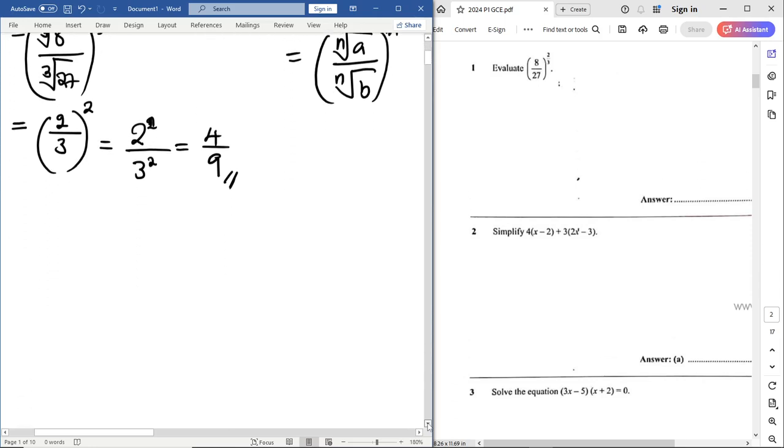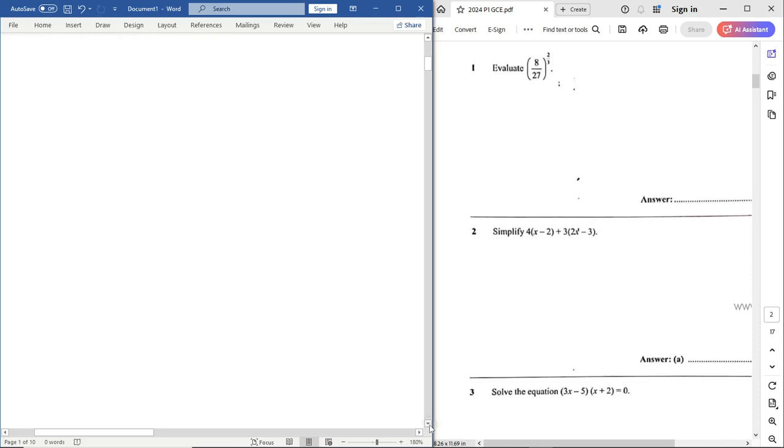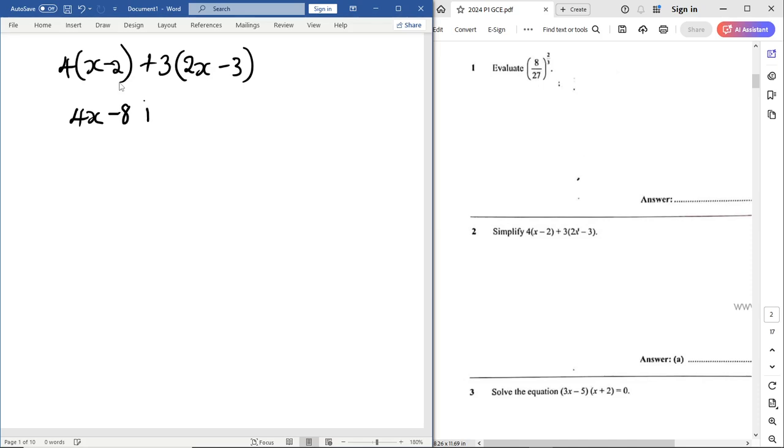Okay, let me scroll down so that we look at question number 2 here. So for question number 2, we have simplify 4 open brackets x minus 2 plus 3 open brackets 2x minus 3. So 4 times x we get 4x, 4 times negative 2 we get negative 8, plus 3 times 2x we get 6x, 3 times negative 3 we get negative 9.